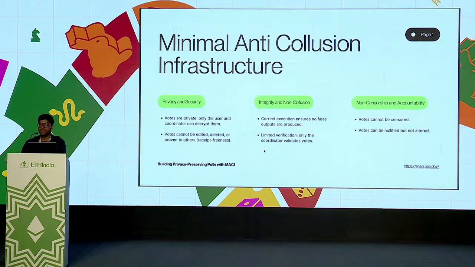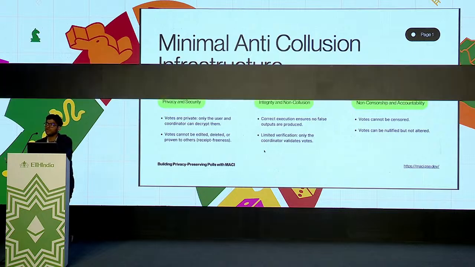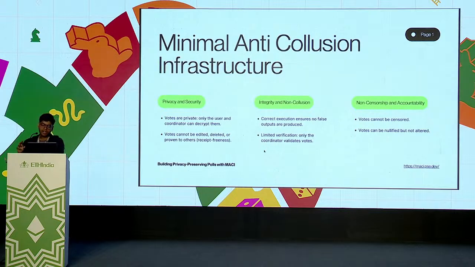So Macy stands for Minimal Anti-Collusion Infrastructure. So it allows a coordinator to create private polls which have a few properties. The votes of the polls are only accessible for the user and the coordinator. So only the user and the coordinator can decrypt it. And the votes cannot be edited, deleted, or censored. Also, there is no way to prove to anyone that this address has voted in a certain way. Also, it guarantees correct execution, so it cannot produce false output.